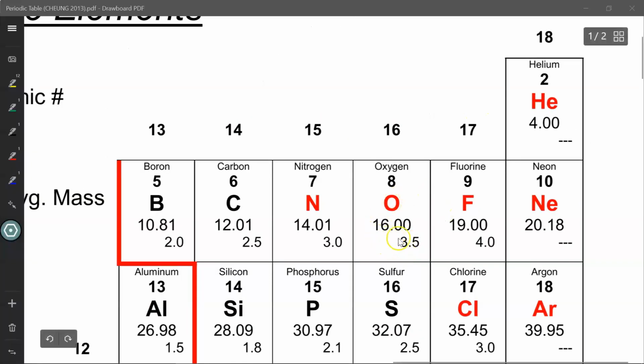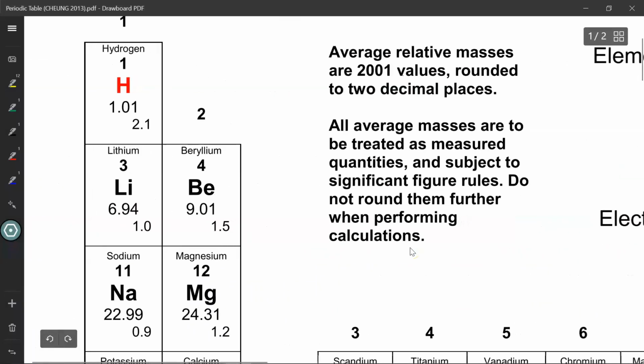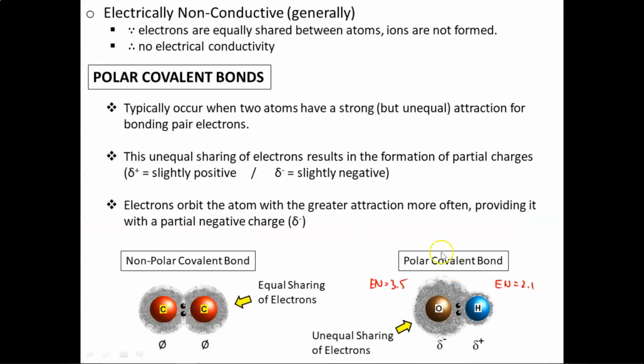So looking at oxygen, we see that it has an EN value of 3.5, while hydrogen has an EN value of 2.1. This unequal sharing of electrons results in the formation of partial charges. So we use this lowercase delta, the Greek letter, for slight, or partial. So slightly positive or partially positive, and slightly negative or partially negative.